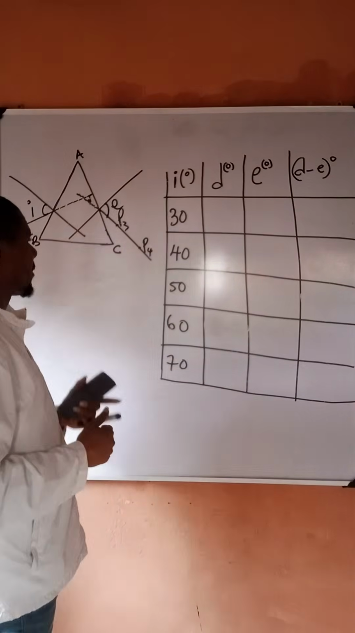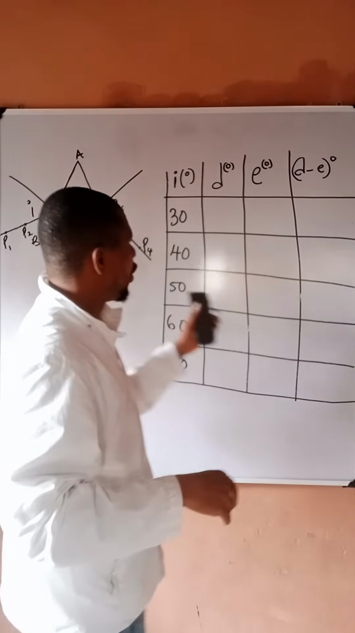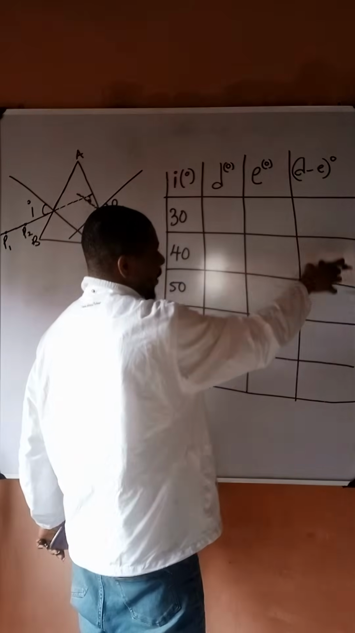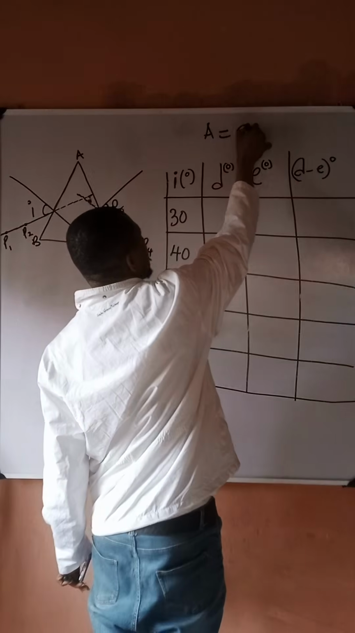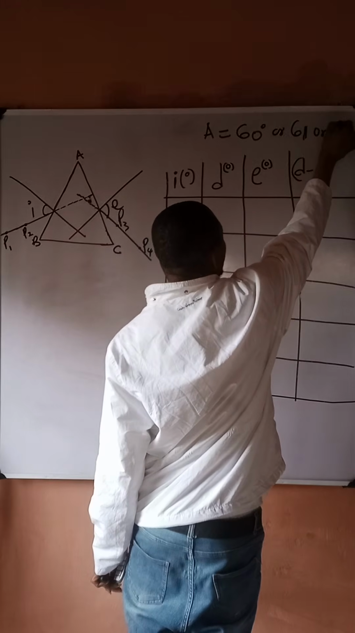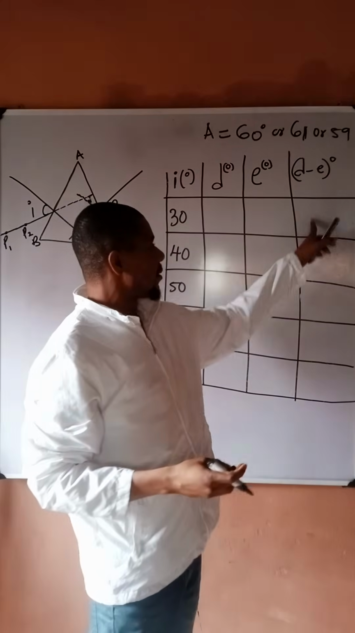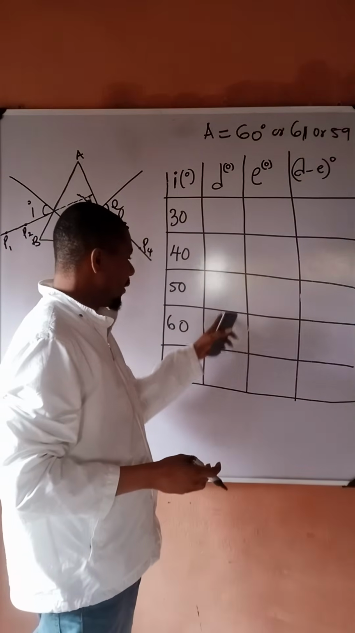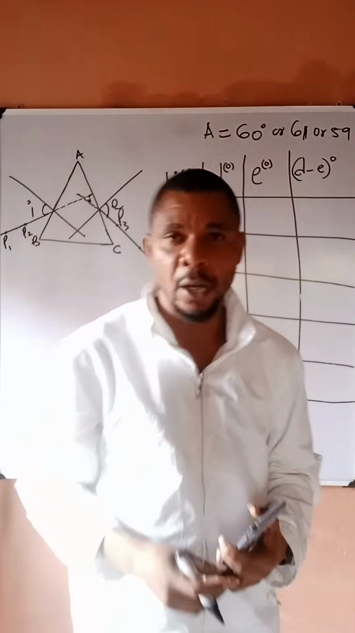Don't worry, we are still coming to this diagram. I will show you how to manipulate this diagram, but make sure this is correct. I want to get the value of this first of all. I will use this angle as my A, which is equal to 60 degrees, or 61, or 59 degrees. So once I get these angles, I will get this one. Then after getting this, the next thing I will do is to get it. In that case, I am done.